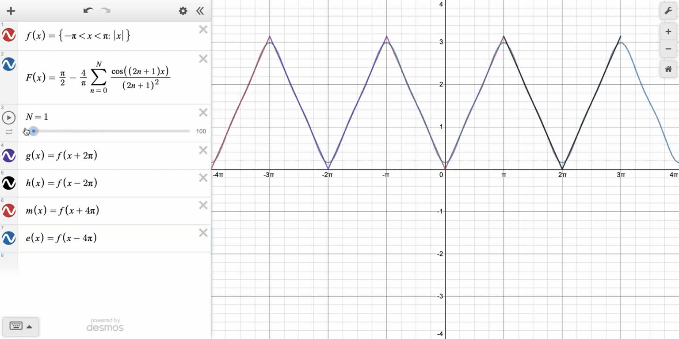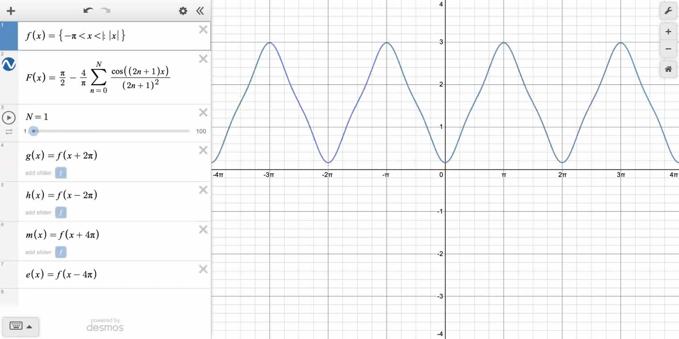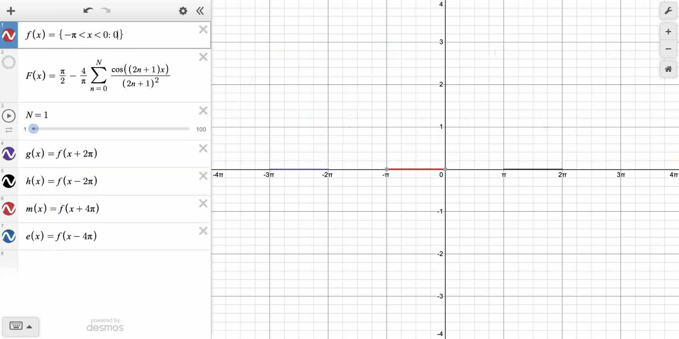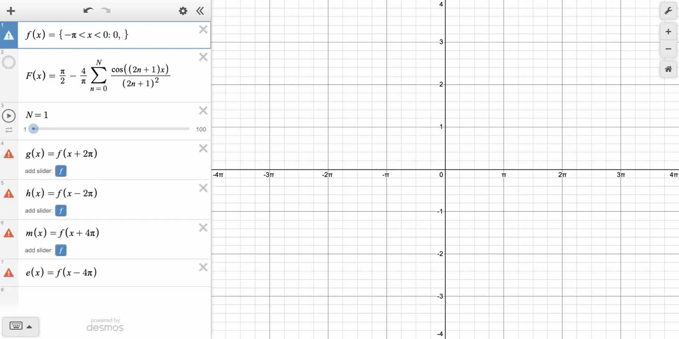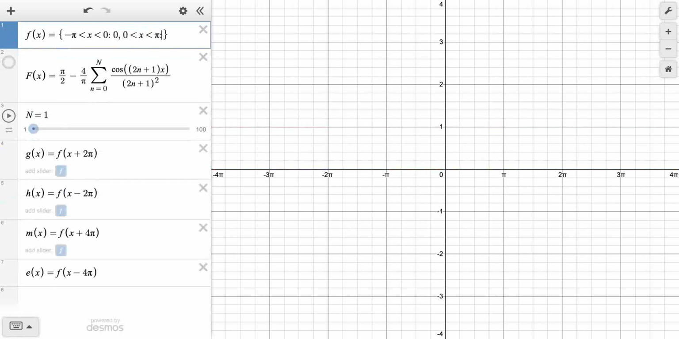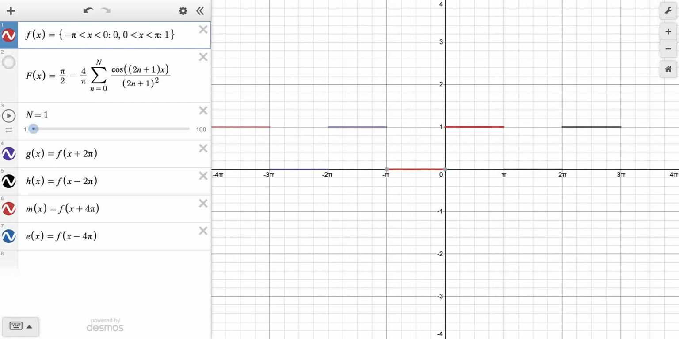Now let's do the last example, where I had a discontinuity point. So f of x is equal to 0 when x is between minus pi and 0, and for 0 smaller than x smaller than pi, my function is equal to 1. Okay, so this is the step function.